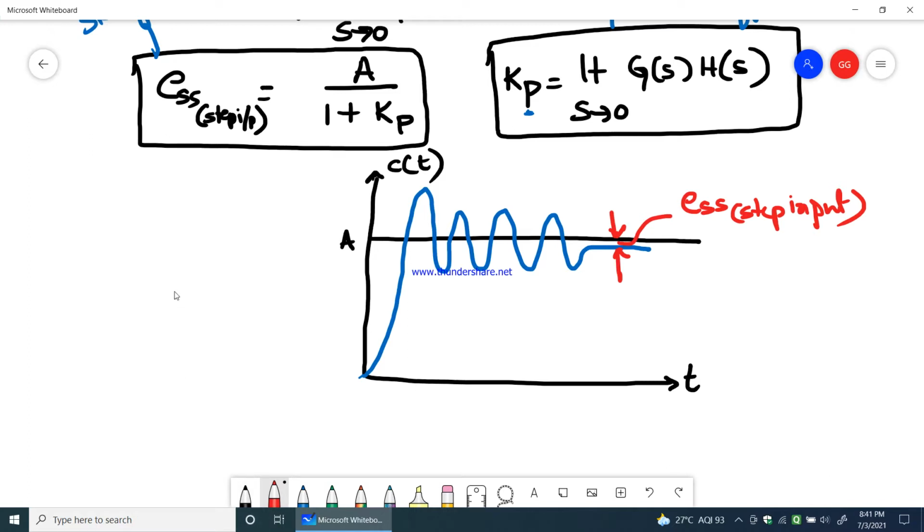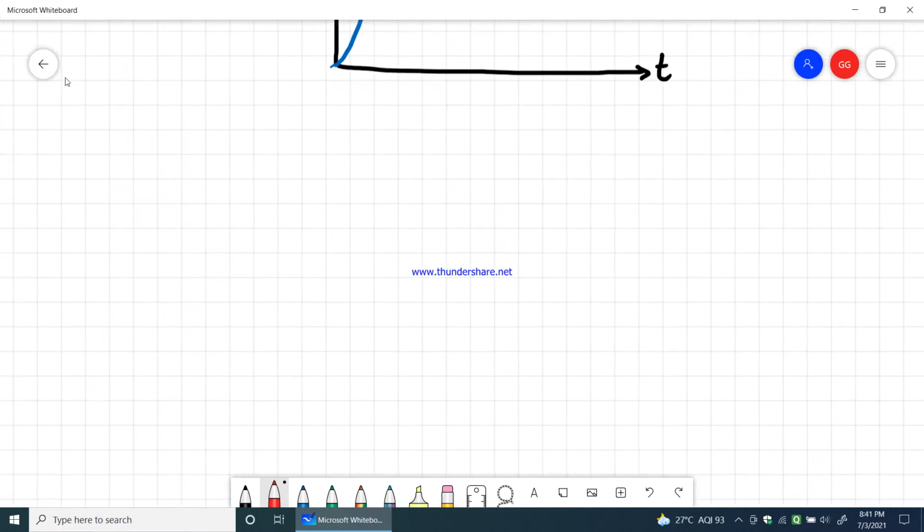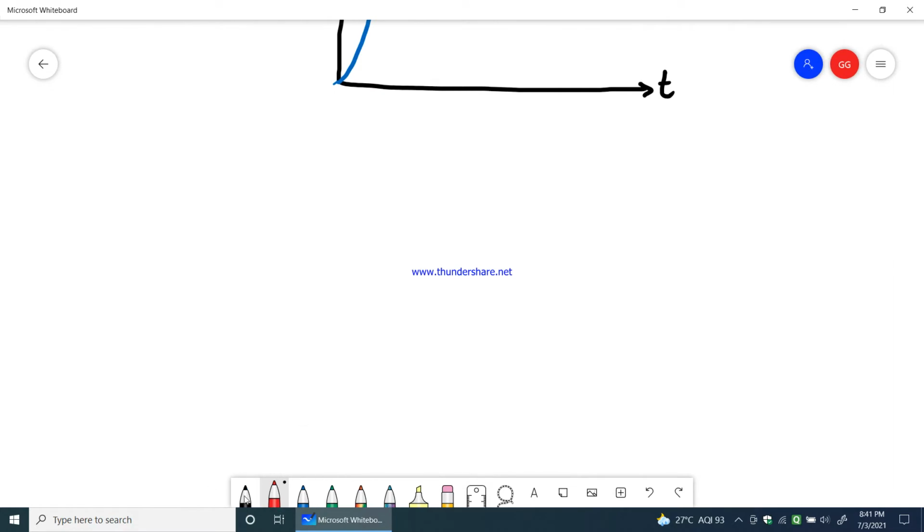I hope you are clear with all the terms which I defined: steady state error, position error coefficient, and the curve. All these three things should be written if they ask you to derive a steady state error equation for step input when it is applied to any control system. Okay. The second input is the ramp input.